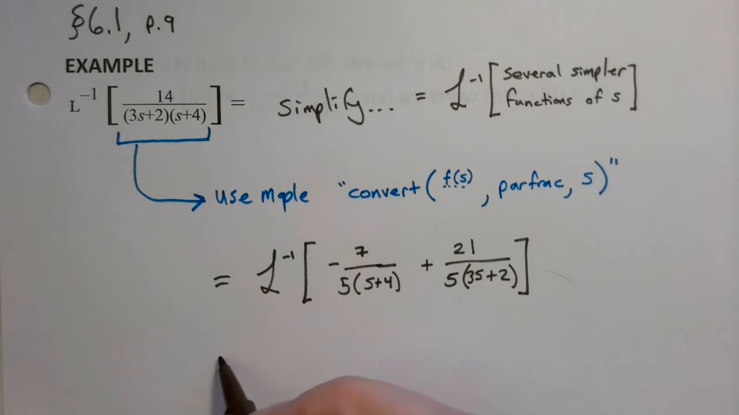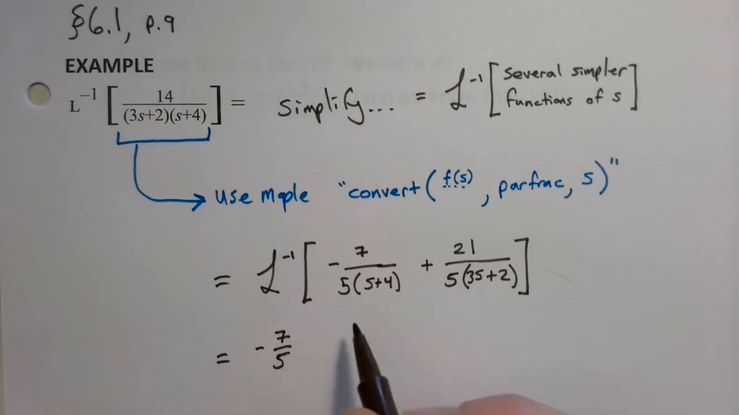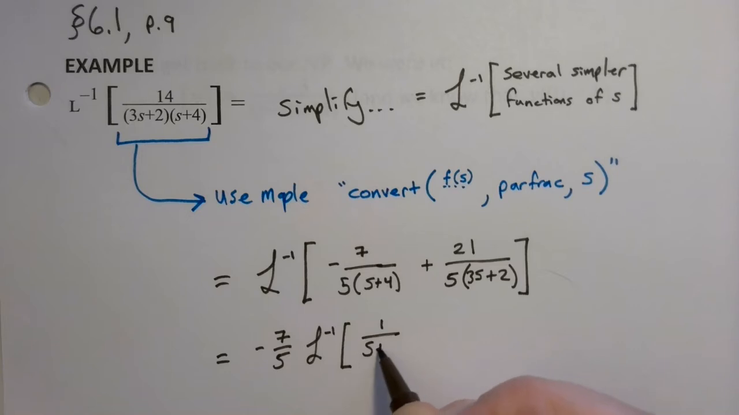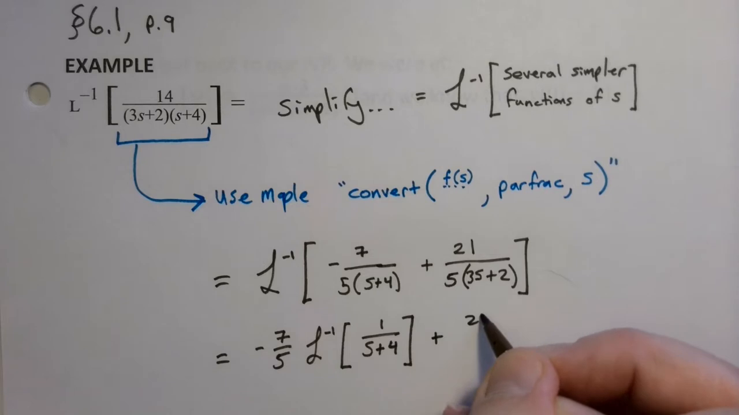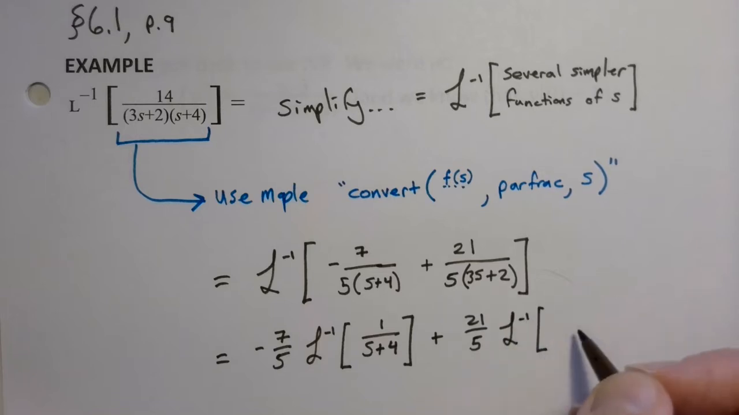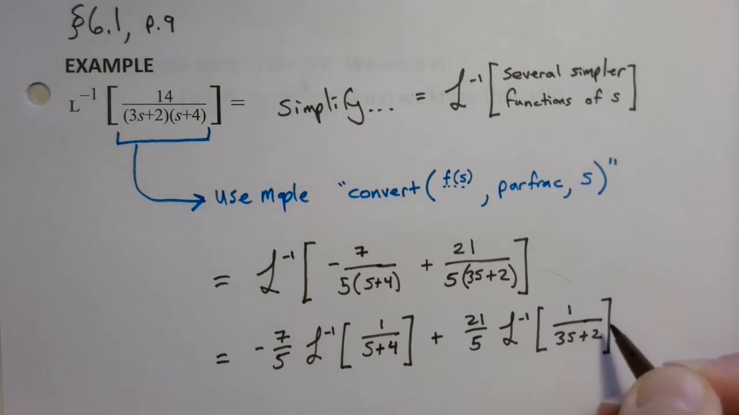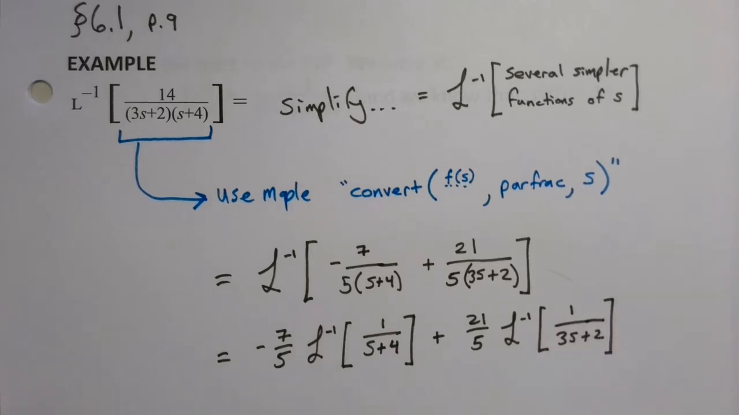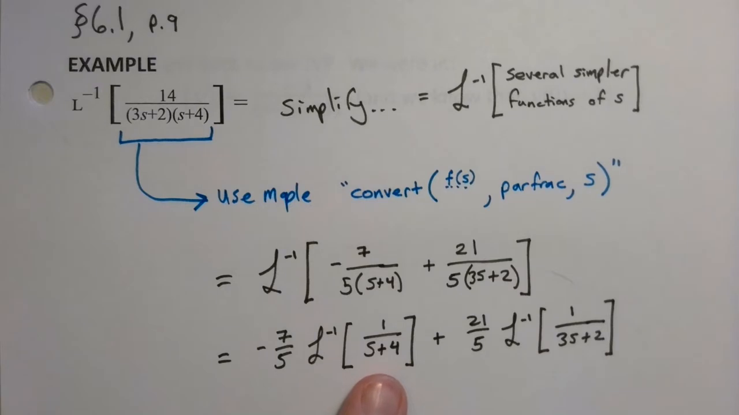So with a little bit of effort, we can pull out our constant multiples here. This is -7/5 times the Laplace inverse of 1 over s plus 4 plus 21 over 5 times the Laplace inverse of 1 over 3s plus 2. Now we're really, really close to making sense of this. And this first one, you can probably tell using the table, that's just going to be e to the -4t.